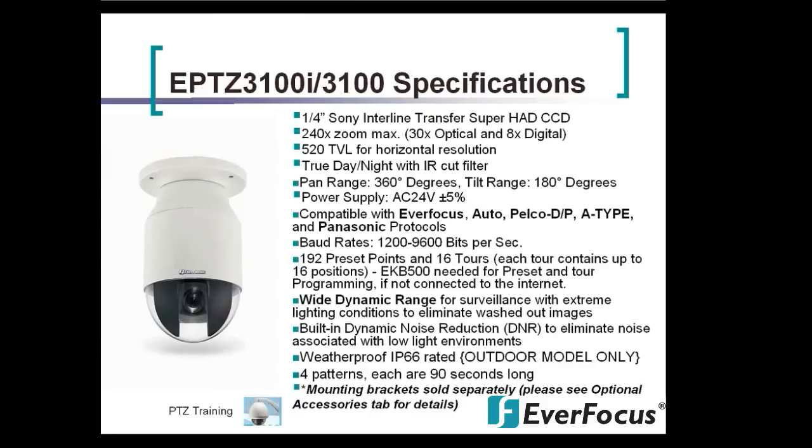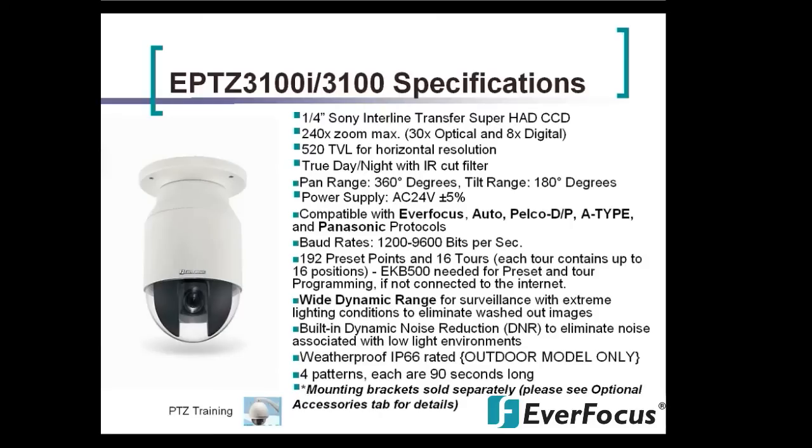Okay, this has a 1/4-inch Sony Interline Transfer SuperHAD CCD chip. It's a total of 240 zoom max. Okay, this is 30 optical and 8 digital. It's 520 TV lines for horizontal resolution. This too has a true day-night with IR cut filter. The pan range is 360 degrees and the tilt range is 180 degrees. The power supply is 24 volts.